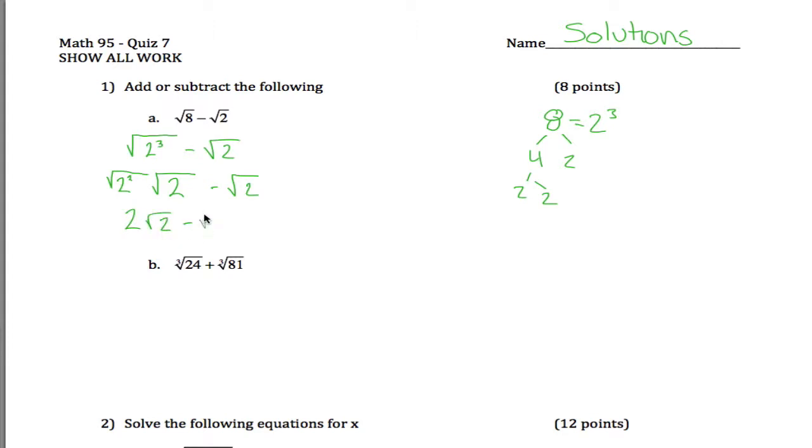So what I get is that root 8 is really the same as 2 root 2. And 2 root 2 minus root 2, 2 of these things minus 1 of these things is just 1 of these things. So my final answer would just be the square root of 2.